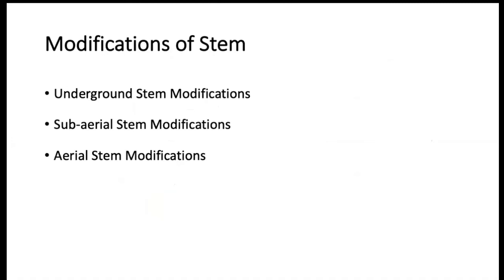That's why they are the modifications. Below ground stems are mostly modified stems most of the time, and aerial stems are sometimes modified, sometimes not. Subaerial stems are modified as well. So let's start with the underground stem modifications.